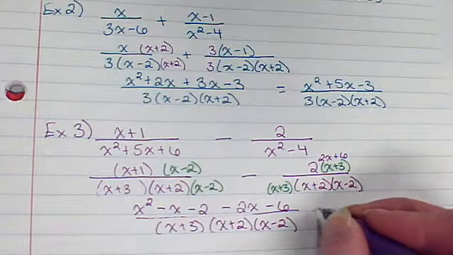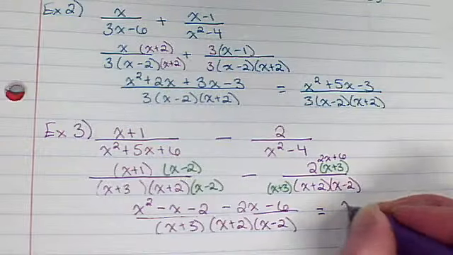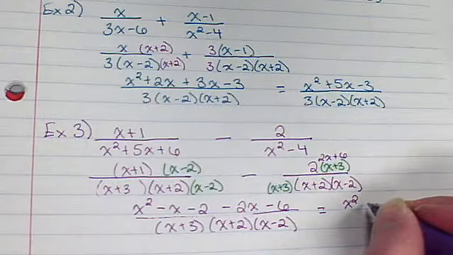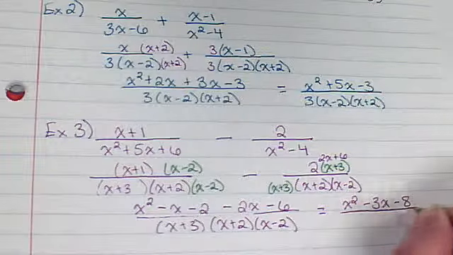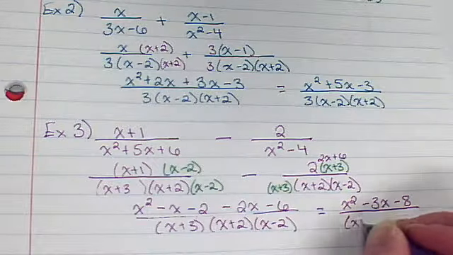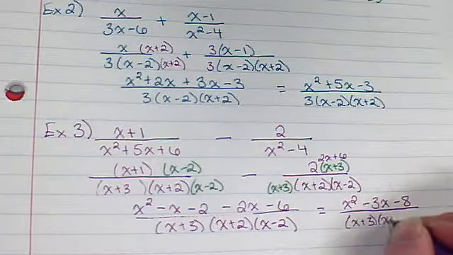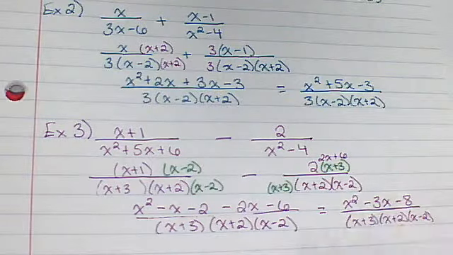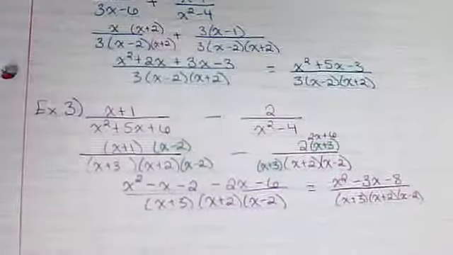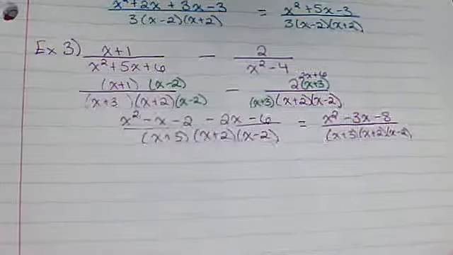Now I'm going to simplify if I can. I only have an x squared. I have a negative 3x and a negative 8. And we'd like to factor if we can. So what would multiply to give me negative 8 and add to be negative 3? Nothing. So you're done.